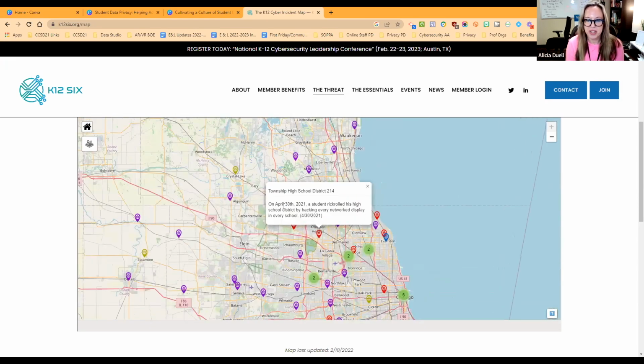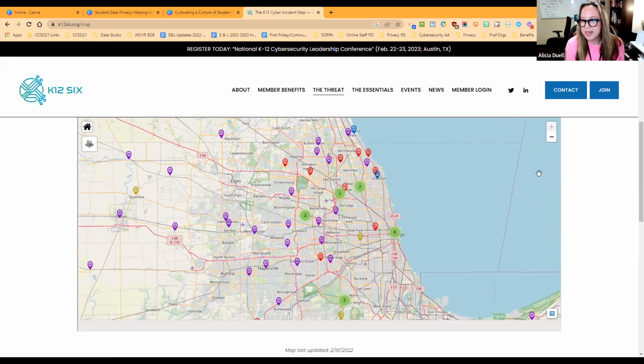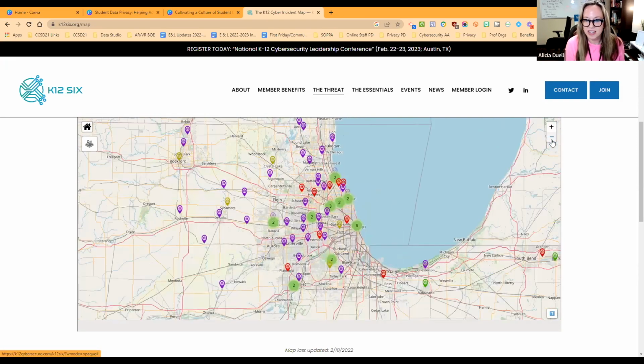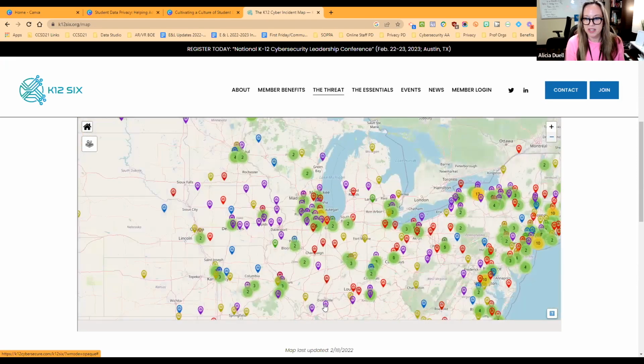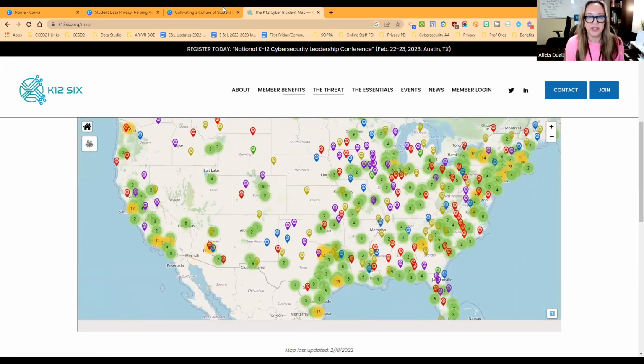So on April 30th of 2021, a student rickrolled his high school district by hacking every networked display in every school. And they have like 3 or 4 high schools. So not funny, but a little bit. If you're not sure what rickrolling is, you can Google it. But anyway, it's sobering to see all of the cyber incidents that are happening all around the country.